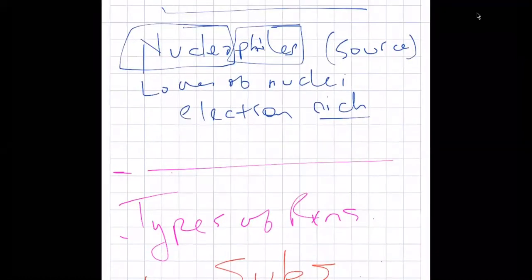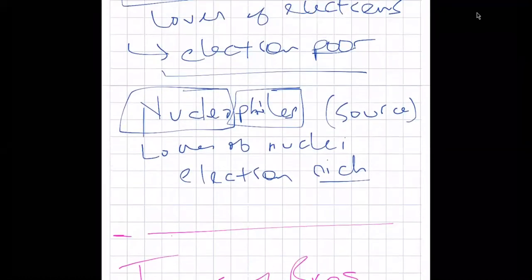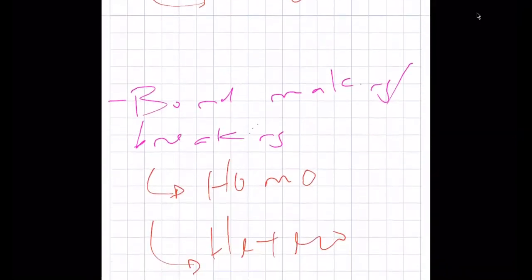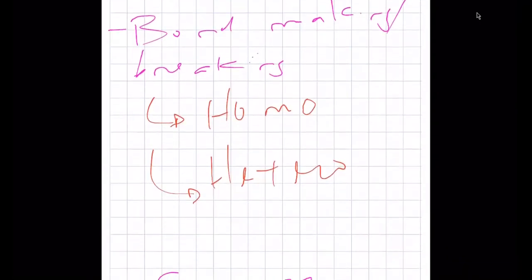So we left off on Wednesday talking about nucleophiles and electrophiles and sources and sinks, and we're gonna dig into that topic a little bit more today. And we're also going to talk about some other stuff. We're going to talk about the 4 different types of reactions, which are substitution, elimination, rearrangement, and addition, not in any particular order. And then we're also going to talk about bond making and bond breaking processes.